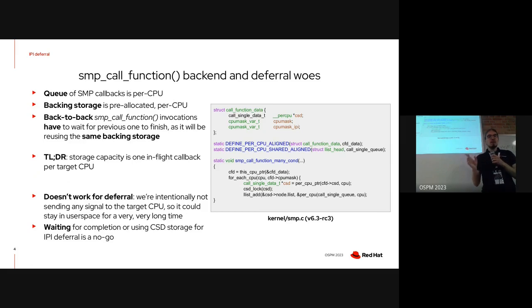So what this means is you have a storage depth of one callback per target CPU. If you have back-to-back SMP calls to the same CPU, the second one has to be serialized against the first one, because you would be using the exact same list to store information. And that's perfectly fine because we are sending an IPI. IRQ-disabled sections are supposed to be short and bounded, so it's going to get handled soon enough.